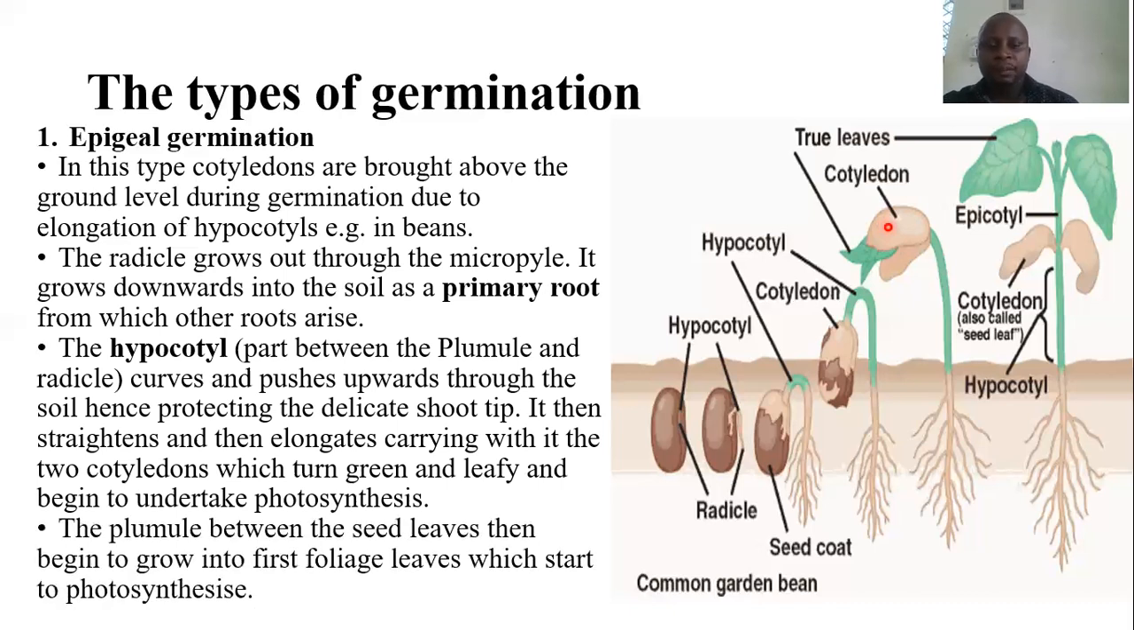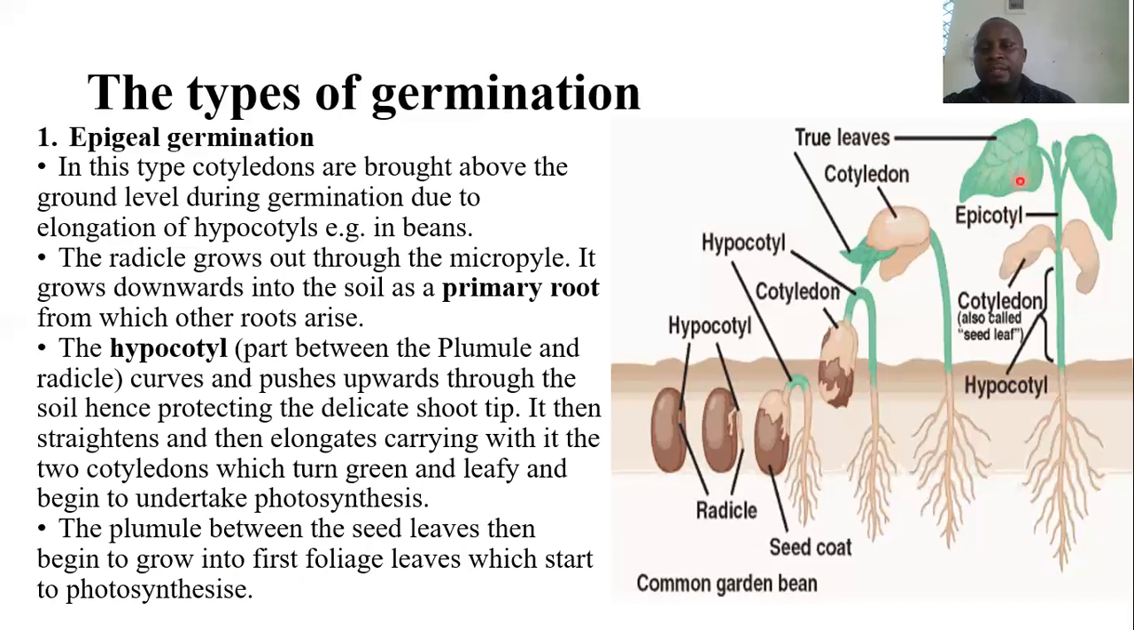Then the plumule between the seed leaves. You know, the cotyledons are also known as seed leaves. So this is the hypocotyle. The plumule between the seed leaves then begins to grow by extension of the epicotyle, and it will start producing the first foliage leaves. These are true leaves; these are seed leaves or cotyledons. The foliage leaves will start to photosynthesize.